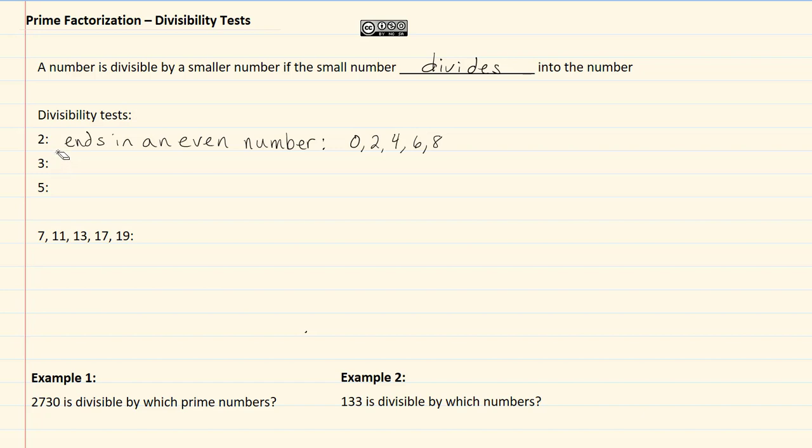3 has a really nice divisibility rule in that if the sum of the digits is divisible by 3, then the number is divisible by 3.